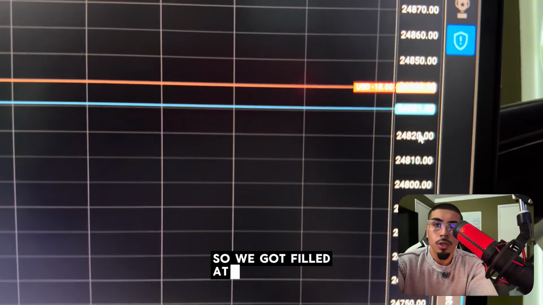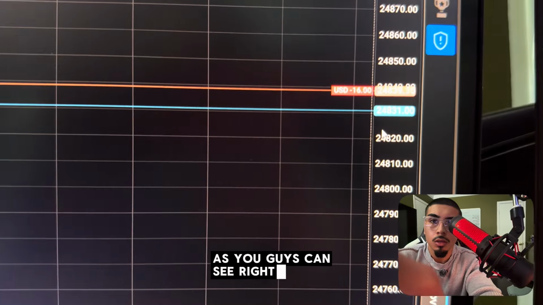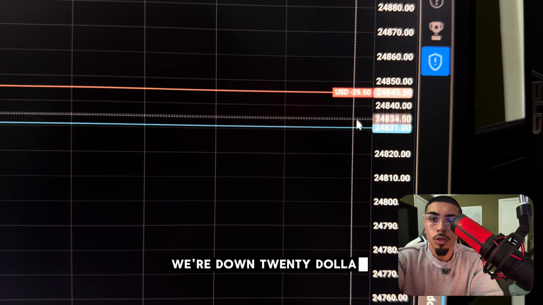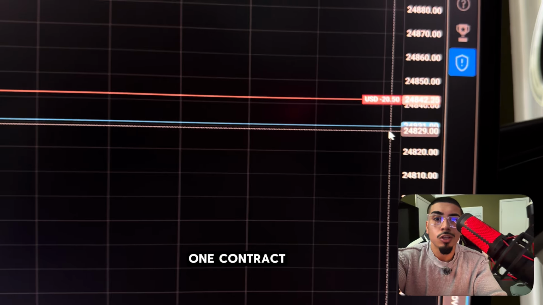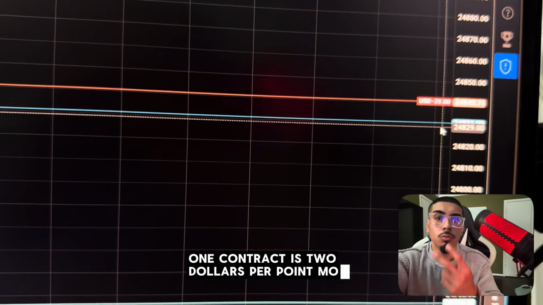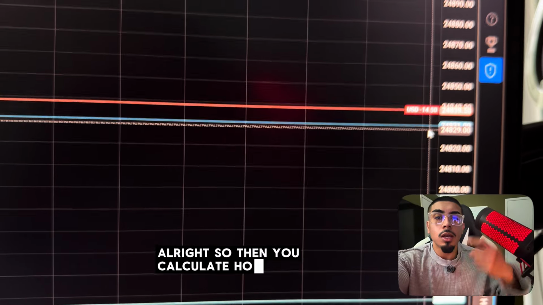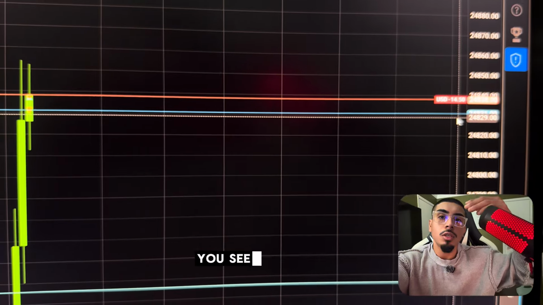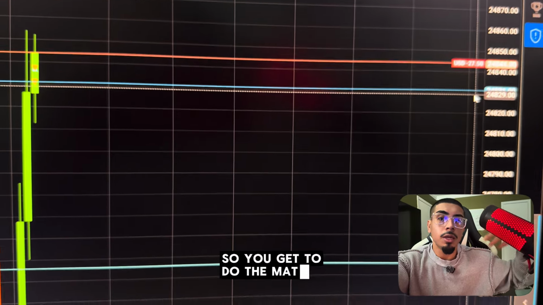So we got filled at 31, as you guys can see right here. Filled at 31, you see how it's up 10 points already. We're up $20 because that's one contract. One contract is $2 per point move, right? So then you calculate how many contracts you want to go in, and then we learn trading and the strategy. You see how many points you're risking, so you get to do the math.